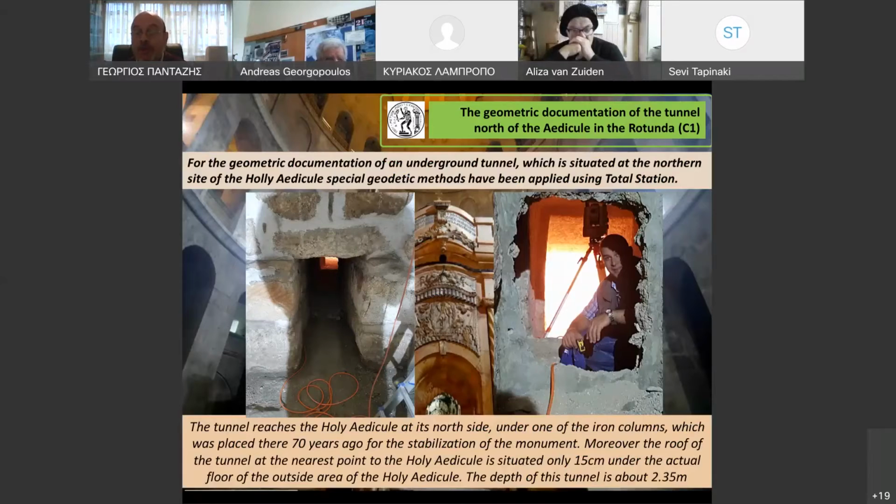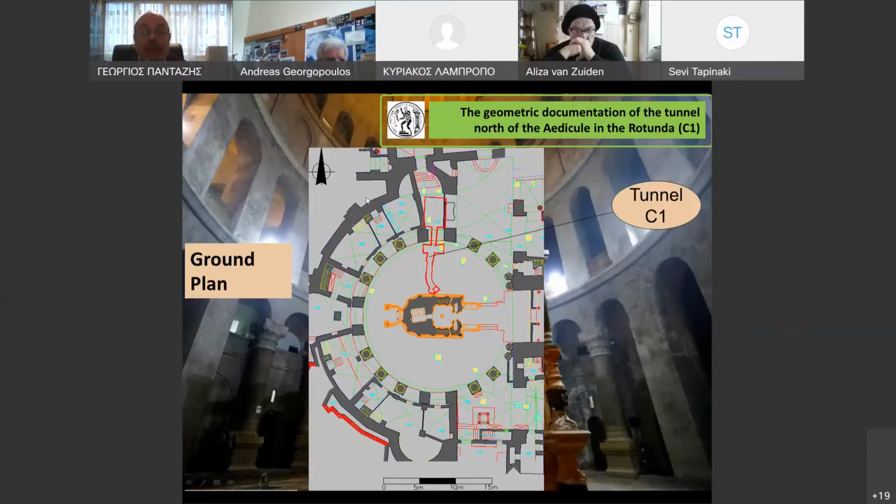And of course, the condition is very difficult, not only for the instrumentation and for the people, but it is very important to have the geometric documentation of this tunnel in order to find the relation, the position, of this tunnel and the Holy Edicule.